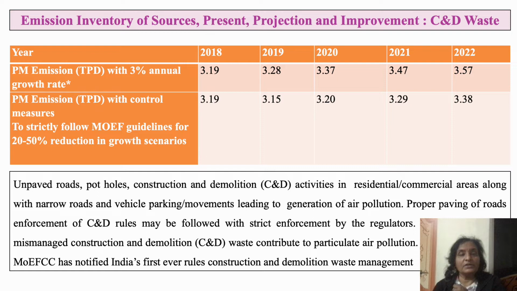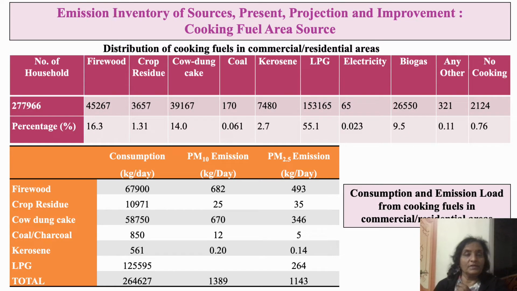Similarly, for construction and demolition waste, the emissions with an annual growth rate of 3% have been estimated for the business as usual scenario, and also with control measures following the MOEF guidelines with 20 to 50% reduction, it will reduce in the projection scenario also. So this is for the construction and demolition waste.